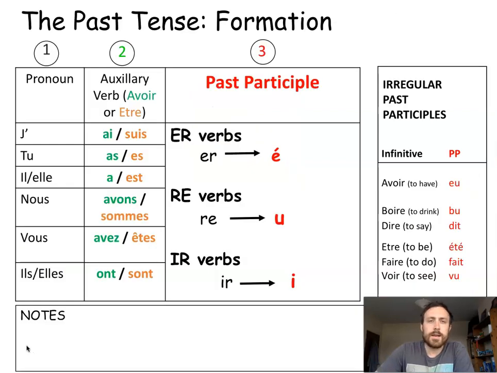So let's begin. Just to recap on what we went through in part 1, the past tense is in 3 parts in French: the pronoun, the auxiliary verb, which is either avoir or être, and the past participle, which has 3 different changes depending on whether it's an ER verb. It goes to E accent, RE verbs go to U, and IR verbs go to I. And then we also went through that some of these verbs, on the right hand side, are irregular and have their own past participles.